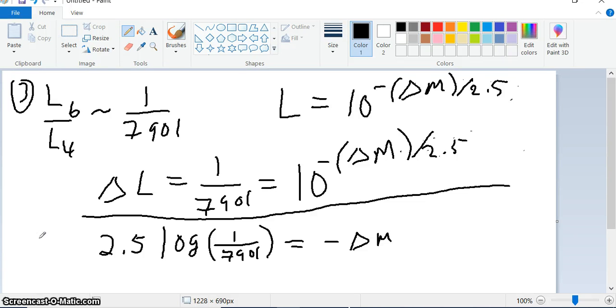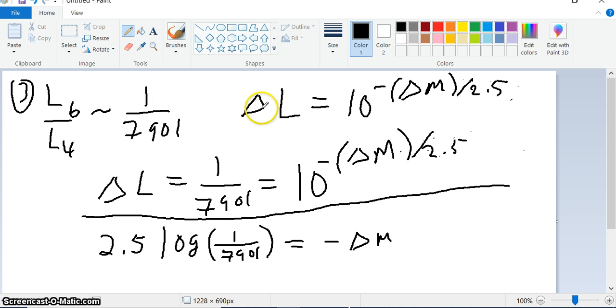Right, so we're continuing problem 3. This is really the change in the luminosity going from stage 6 to stage 4. Remember, the luminosity is decreasing by a factor of 7,901. So it's going from extremely bright to much dimmer.